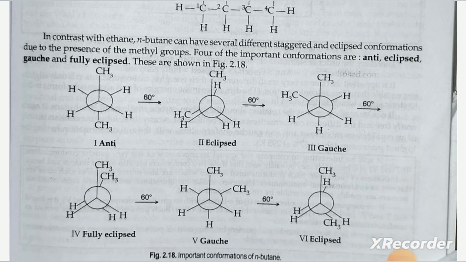First is anti, then a 60-degree rotation, second is eclipsed, then again a 60-degree rotation, third configuration is gauche, and then again a 60-degree rotation, fourth is fully eclipsed. 60-degree rotation, fifth is gauche, and then again a 60-degree rotation, sixth is eclipsed. Figure 2.18: important configurations of n-butane.